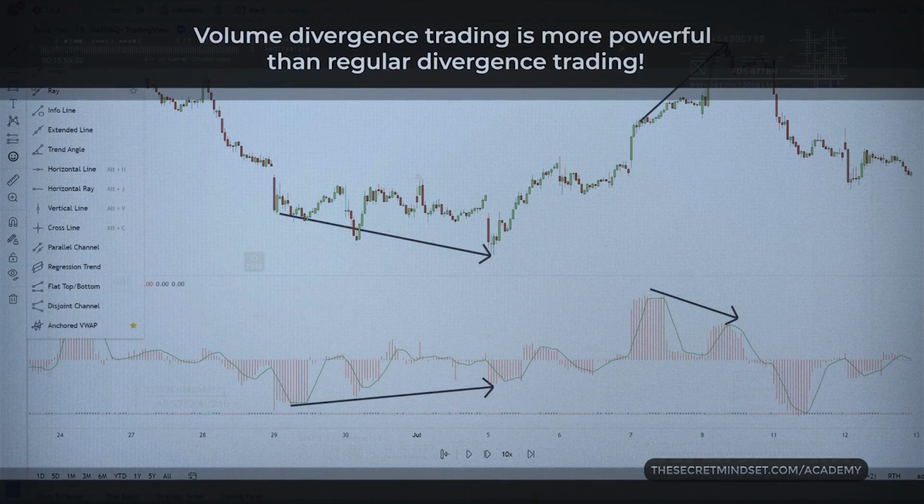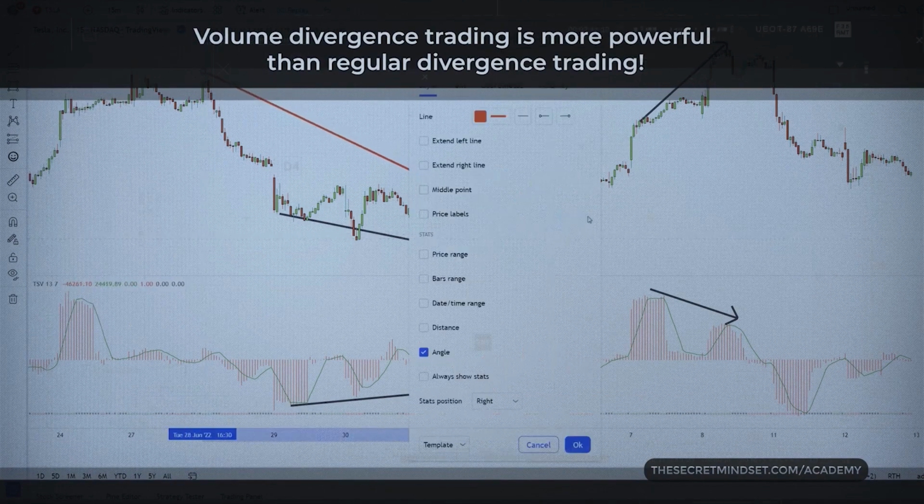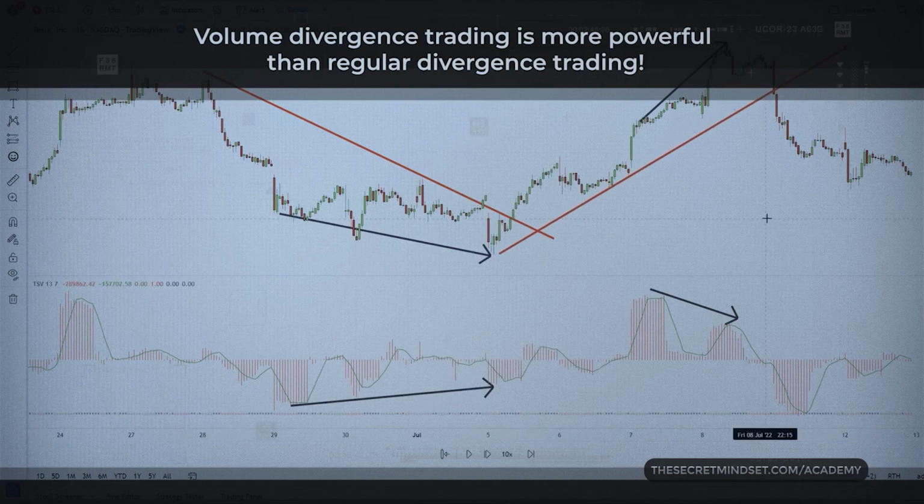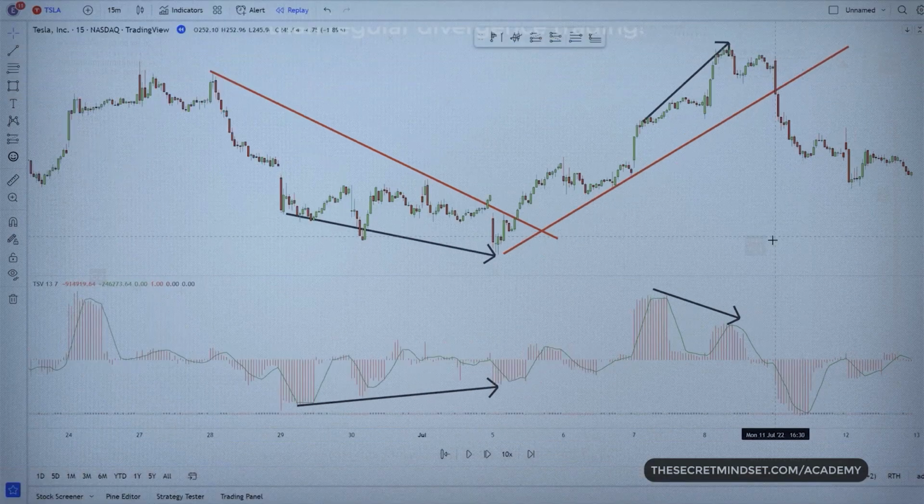Volume divergence trading is more powerful than regular divergence trading. If you want to learn more about this, go watch this video after you finish this one.